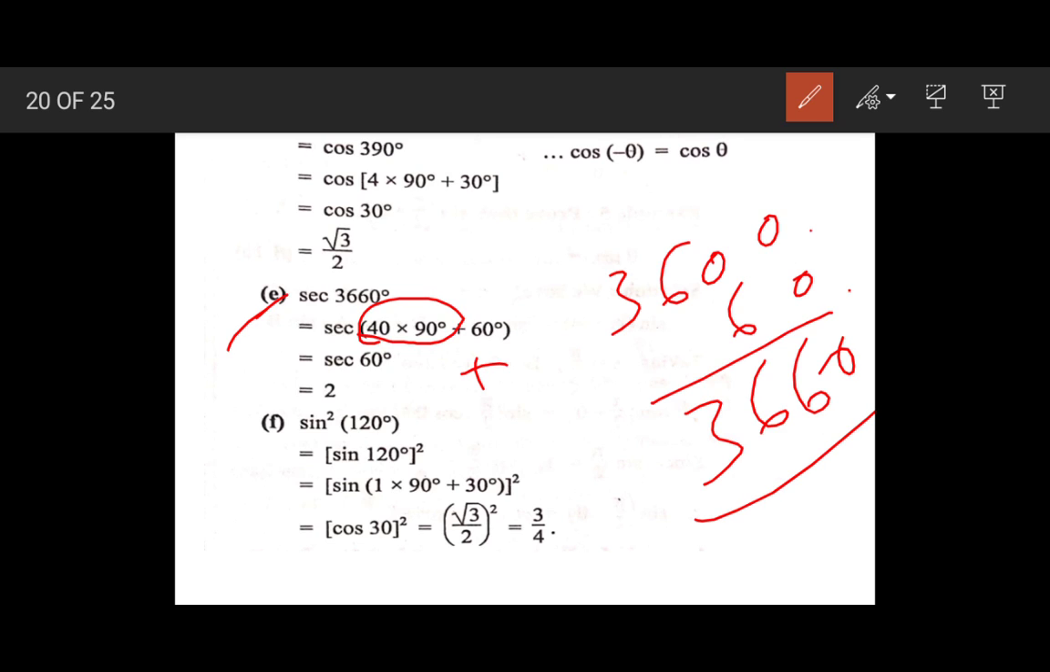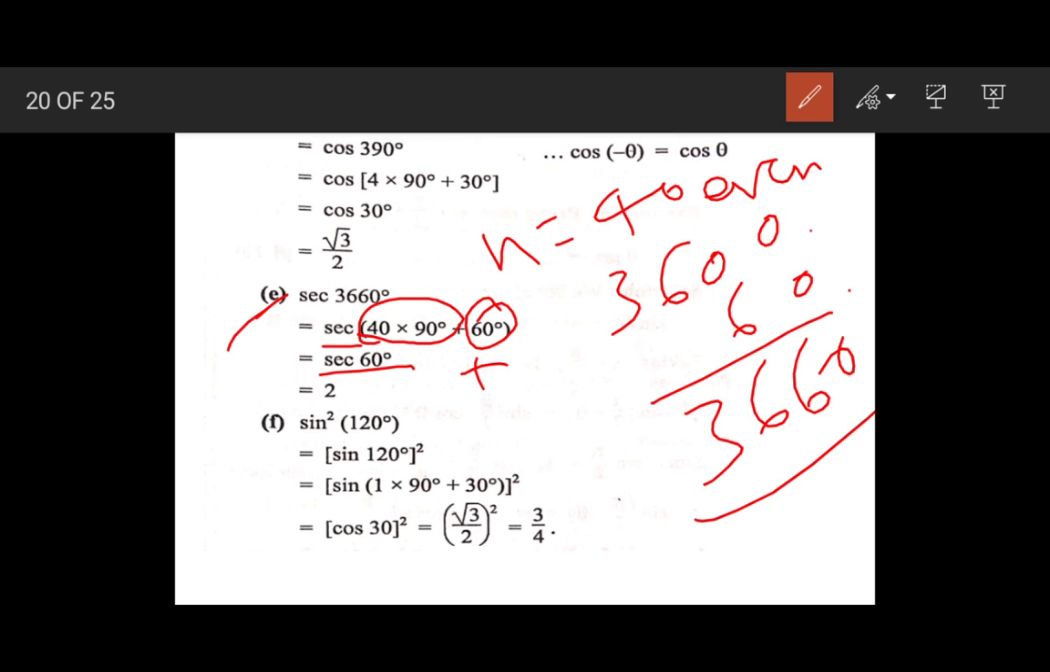Now here n is equal to 40. Again n is an even number, so for an even number there is no change. So sec will be sec. So sec 60 degree.